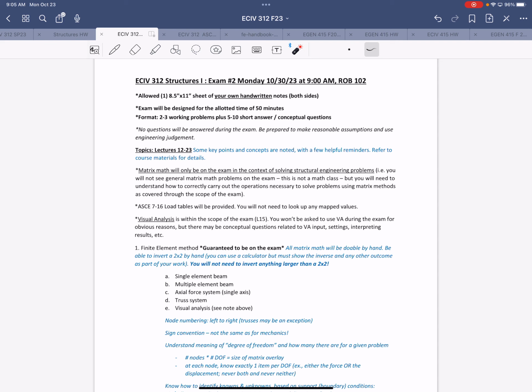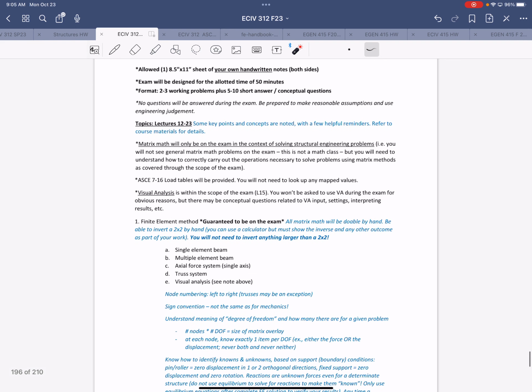So this exam covers everything from finite element analysis through wind loads. And visual analysis is included in that scope, right? So of course, you won't be asked to use visual analysis on the exam, but you may be asked questions about visual analysis, assumptions, modeling, interpreting results, things like that, okay? So keep that in mind.